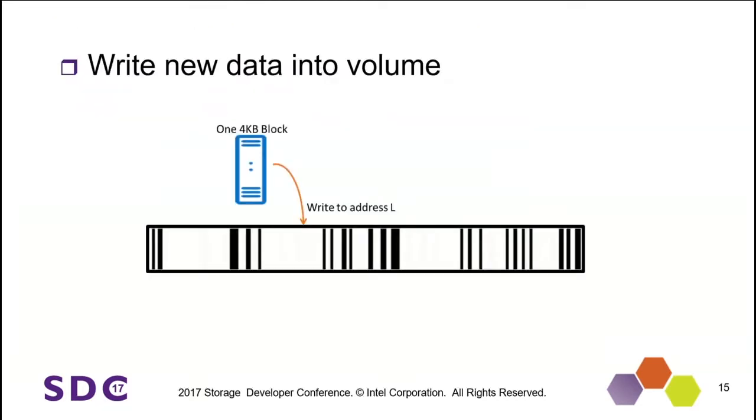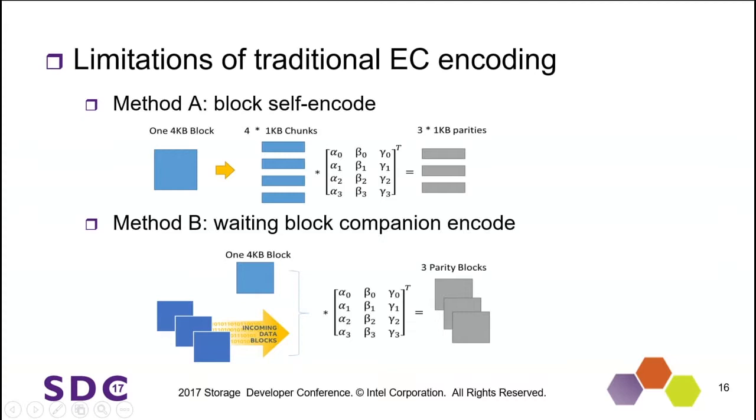Here we have a volume which is provided by block storage service with Erasure code 4 plus 3, which has 4 source data vectors and 3 parity vectors. The block size of this volume is 4 kilobytes. Now one data block is coming, but how to do the Erasure code work? Here we take 2 traditional methods to make a comparison. Method 1 is also called block self-encode.